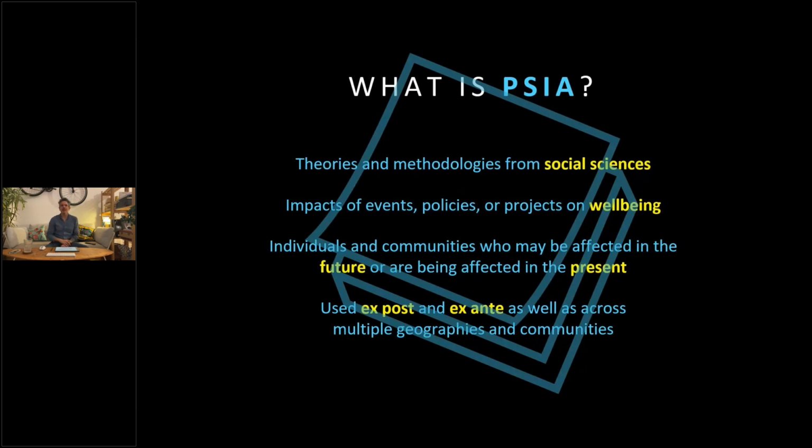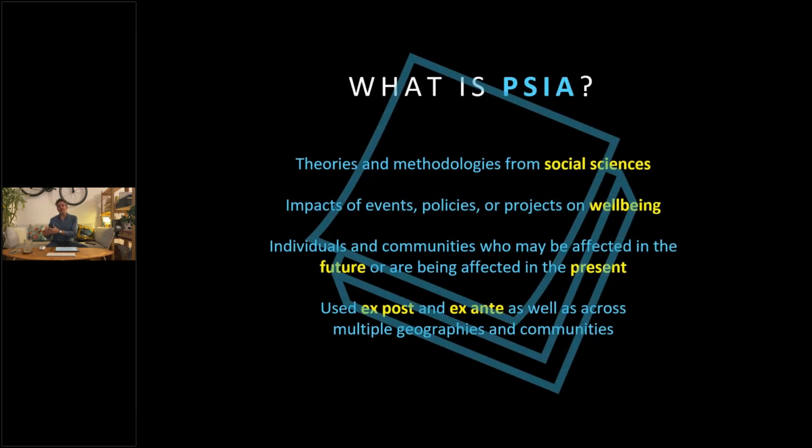The second key element is that it is about measuring the impacts of events, policies, or projects on well-being. And just to unpack here, an event might be an environmental disaster, for instance. Policies might be, imagine a change in land usage law, and projects, any type of infrastructure project, a dam, a mine, a highway, whatever.